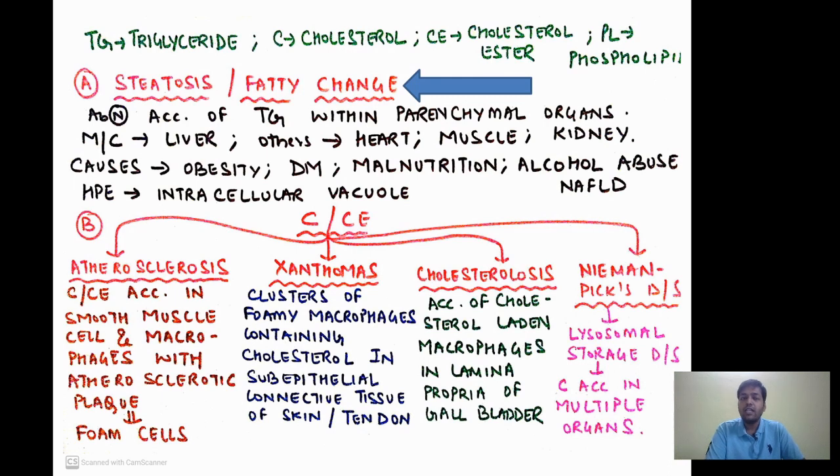So histopathologically, what you will see is that inside the cell we are having certain clear spaces, intracellular vacuoles, and we will also see that the nucleus is pushed to the periphery.